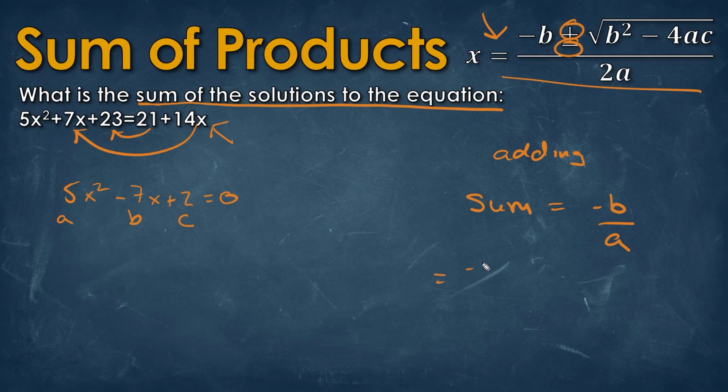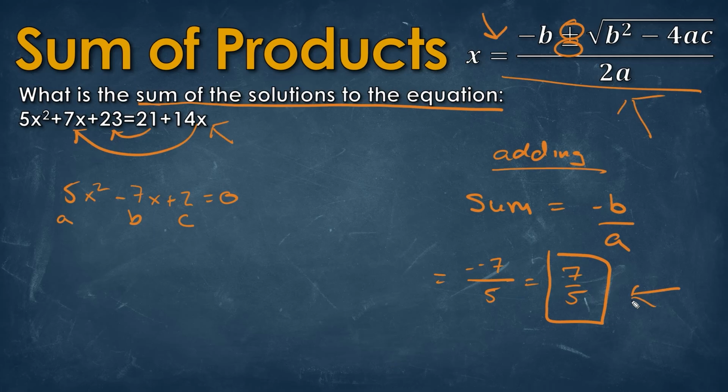So we'll get negative times a negative 7 over 5, and that's going to give us an answer of 7 over 5. Now, if you're really unsure that this actually works, feel free to put the quadratic in, find those two solutions, and add them together, and you will find out that you will get that same answer.